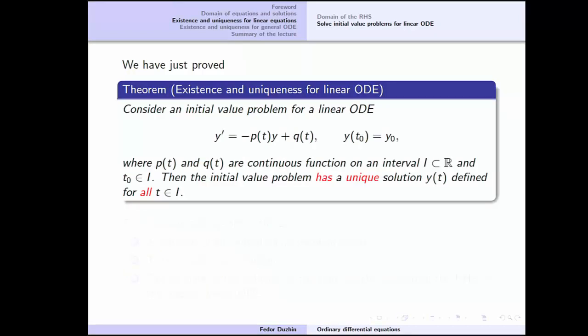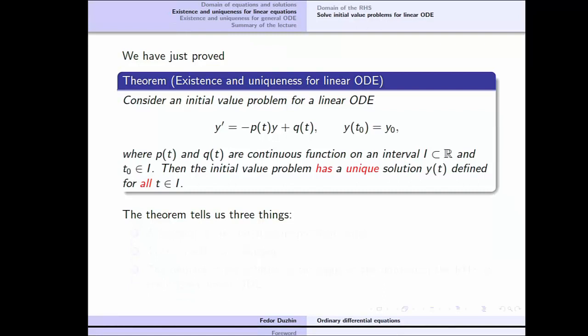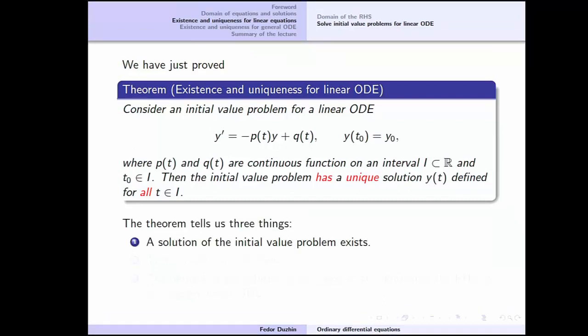So what we just proved is that if we have an initial value problem for a linear differential equation, then there are three things. First, a solution of the initial value problem exists. This is because we were able to come up with a specific formula. It is a very complicated formula, of course. It involves integration, but it is a specific formula. Second, the solution is unique.